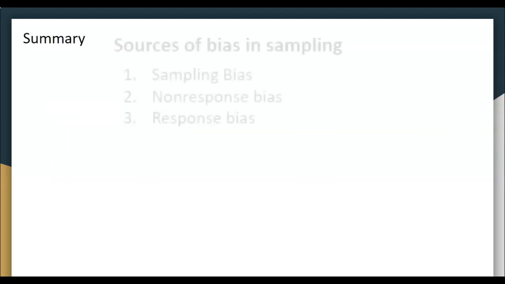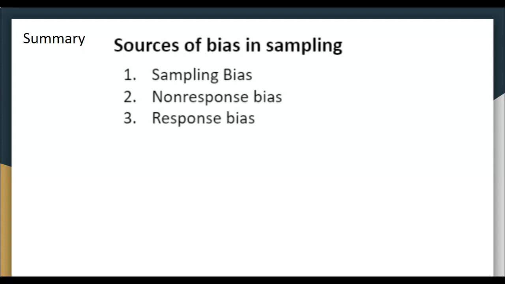So to summarize this section, we talked about bias and the sources of bias in sampling. That includes sampling bias, when the technique used to obtain the sample favors one part of the population over the other. Then non-response bias, when individuals in the sample do not respond to the survey and have different feelings from those who do. And response bias, where the answers on a survey do not reflect the true feelings of the respondents because they are scared to be honest.